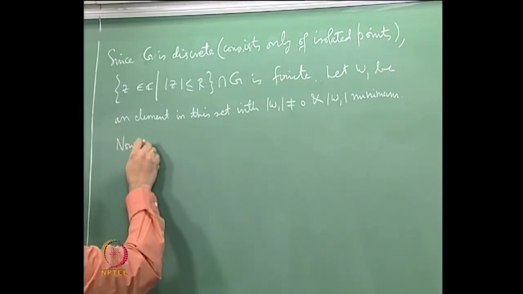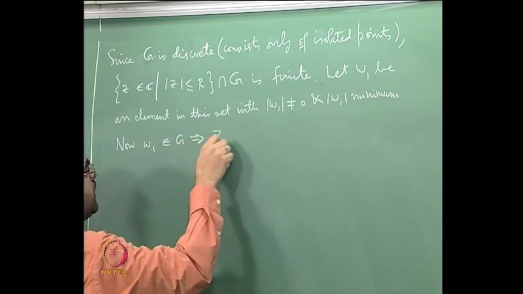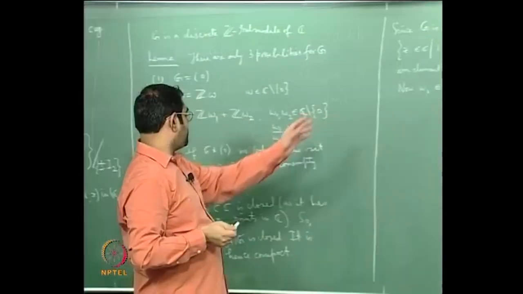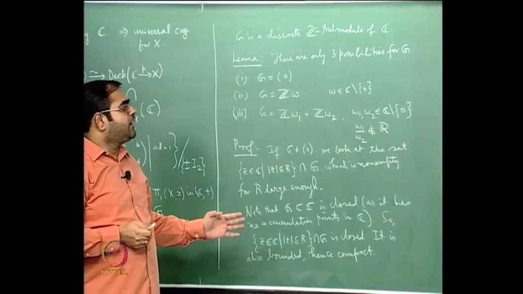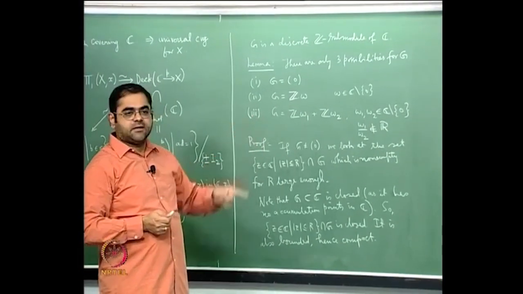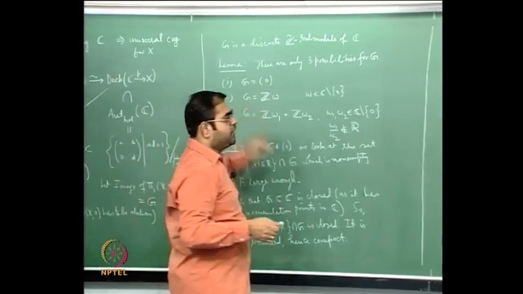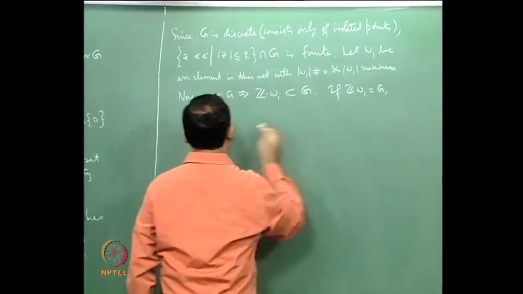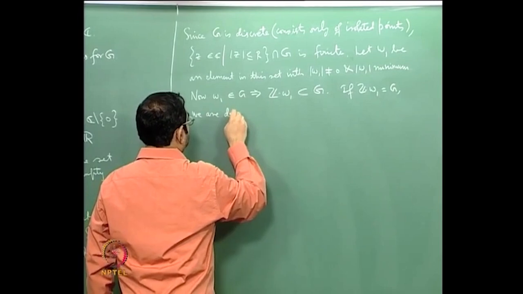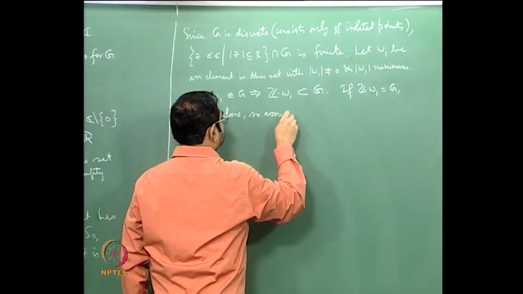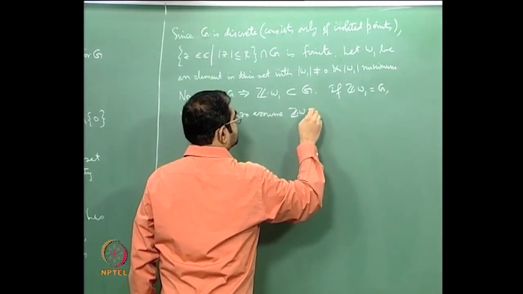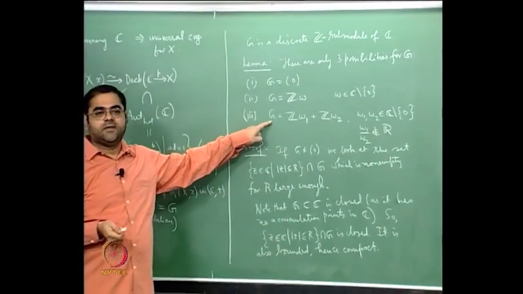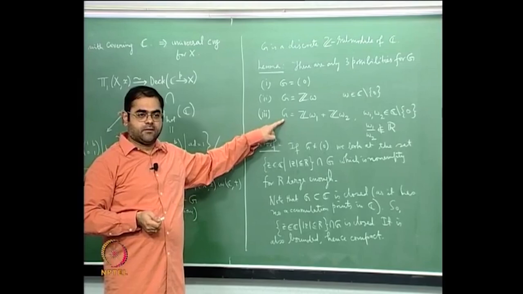Now omega 1 is an element of G, this implies Z dot omega 1 will also be a subset of G, okay. That is because G is a Z submodule of C, alright. And of course, if Z dot omega 1 is equal to G, we are done, we have come to case 2, okay. So if Z dot omega 1 is equal to G, we are done. So assume Z dot omega 1 is properly contained in G, okay. Then I will have to show that we will be in the third case of the lemma, alright.